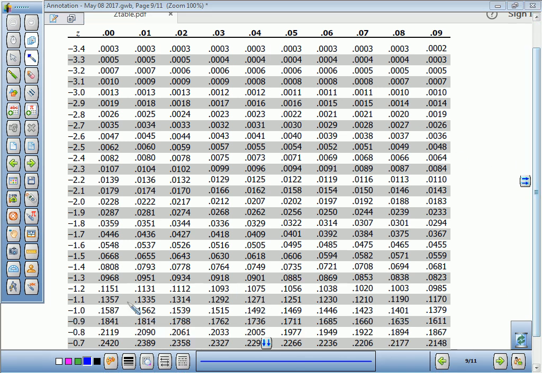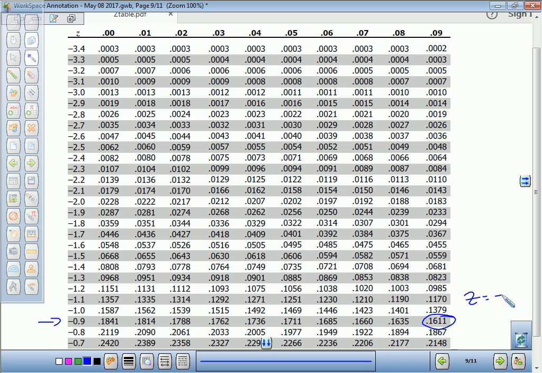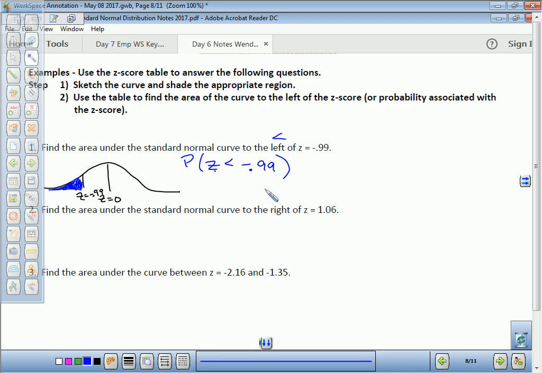All right, so we're looking at the negative side because the first Z-score I asked you for was negative 0.99. And if we look at negative 0.9, so this is the tenths place, and then the 0.09 part is right here. So this intersection of negative 0.9 and 0.09 represents a Z-score of negative 0.99. Do you see how to read it? This gives you the tenths. Across the top gives you the hundredths. The intersection of the two gives you the value. Okay? So this is 0.1611.